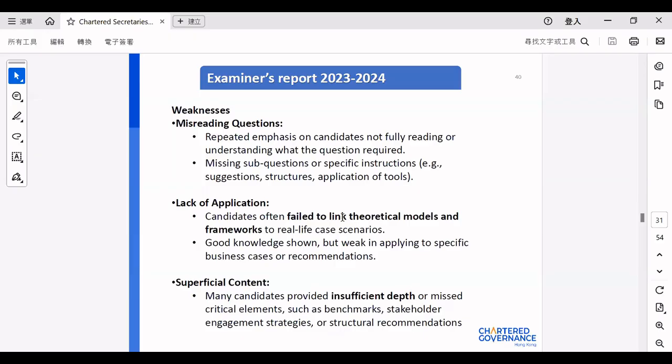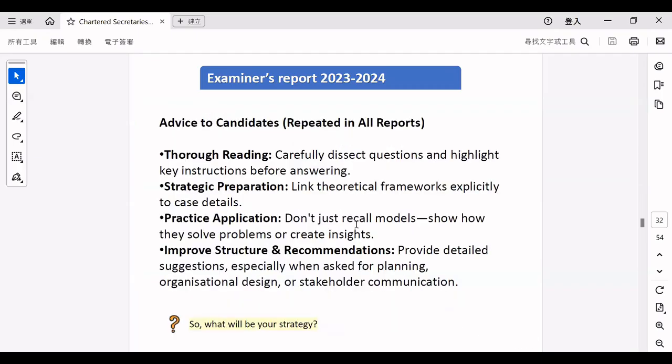Good knowledge shown but weak in applying. So I think most of you don't have any problem understanding what's meant by PESTLE, what's meant by SWOT, what's meant by Porter's five forces. You know these things quite well already. So good knowledge, you know this, but it doesn't mean that you can apply it. This is a level 2 subject, and the requirement is good application, which is quite difficult. It requires a higher level of thinking, right?